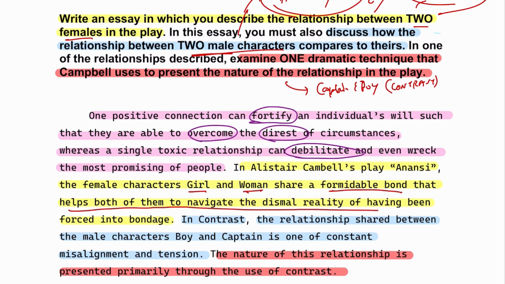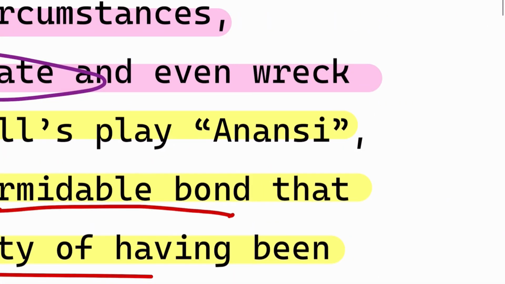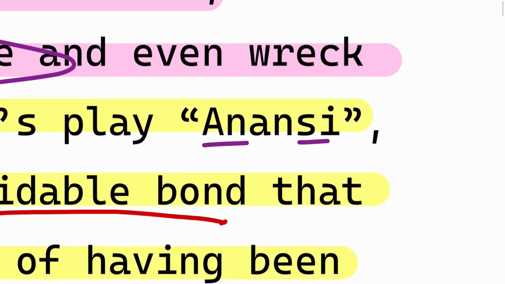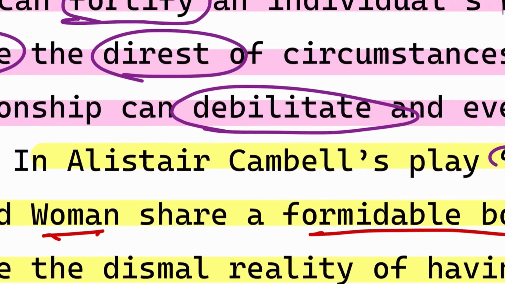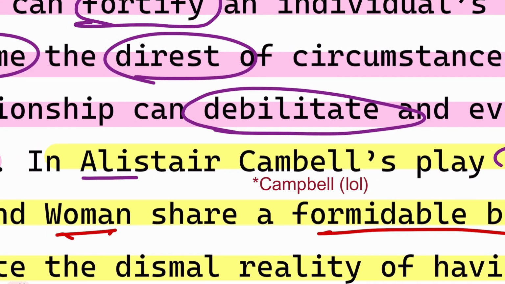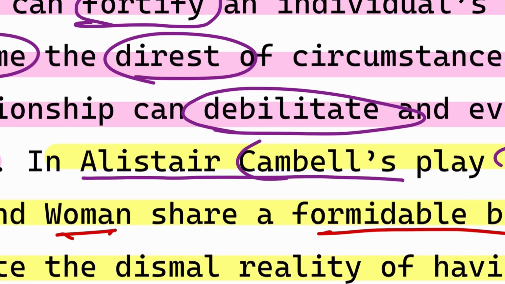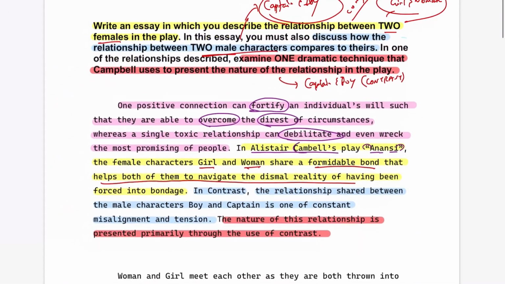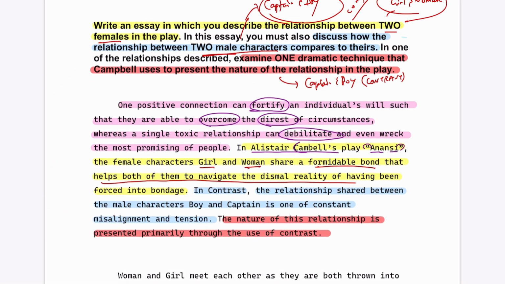Note how I put "ANANSI" in quotations. It's the name of the play, not the name of the character, so I use quotes. Note how I mention the playwright's full name, Alistair Campbell. After this, I can just say Campbell. But for now, Alistair Campbell. I'm showing the marker that I know the playwright's name.